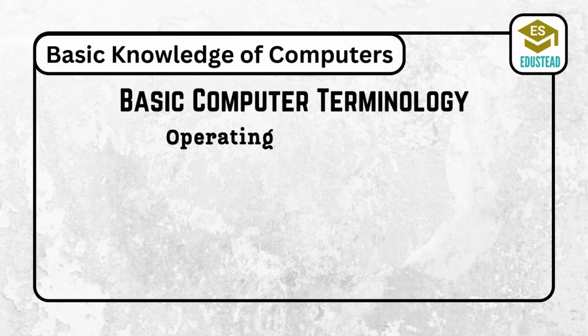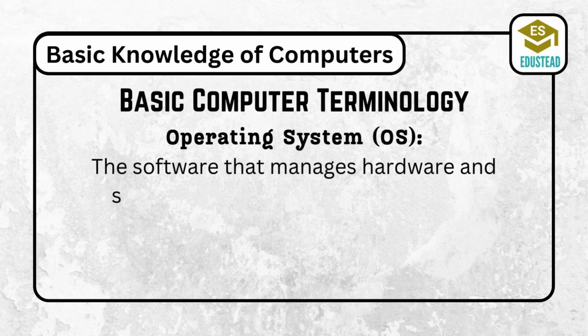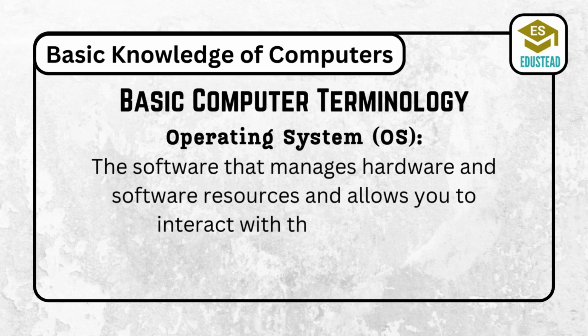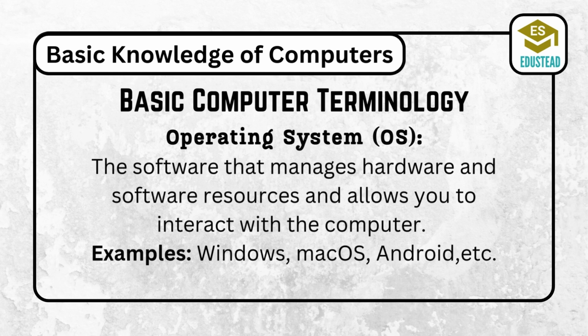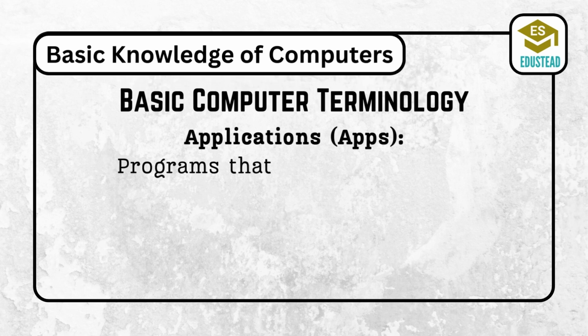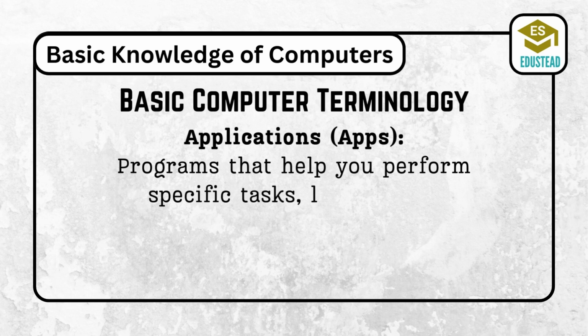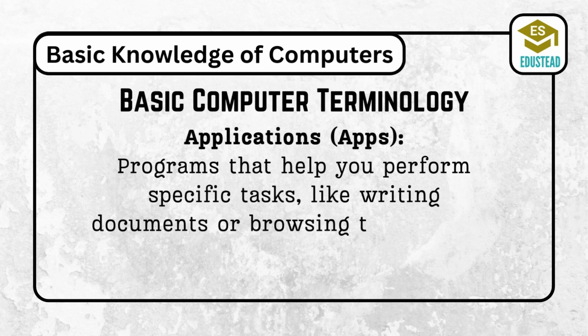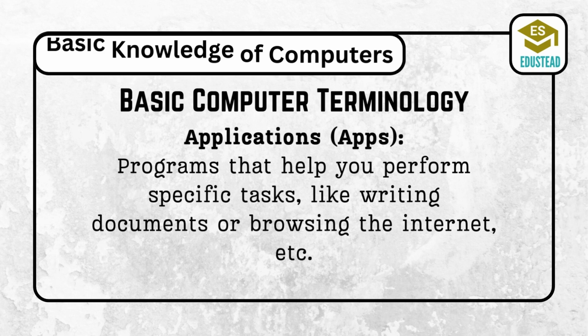Let's move forward with operating systems, the software that manages hardware and software resources and allows you to interact with the computer. Examples of operating systems are Windows, Mac OS, Android, and many more. Programs that help you perform specific tasks, like writing documents or browsing the internet, are known as applications.